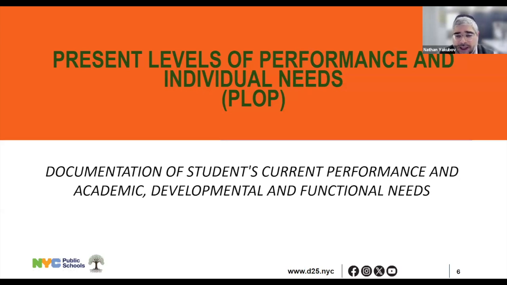So really what we're doing in the PLOP, what we want to see written in the PLOP, is basically where is the child at now? What levels are they at functionally, developmentally, academically? How are they doing in their current setting? If they've been in school already, how are they doing in school? If they haven't yet been in school, how are they doing at home or in any other setting? We want to identify all that and document it in the present levels of performance.